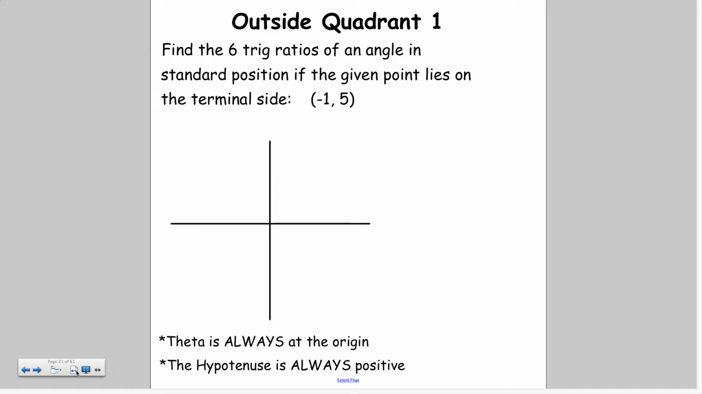If we're given the information that says find the 6 trig functions if the given point lies on the terminal side, this is really not an ordered pair. It's not the ordered pair -1, 5. Those are really directions.